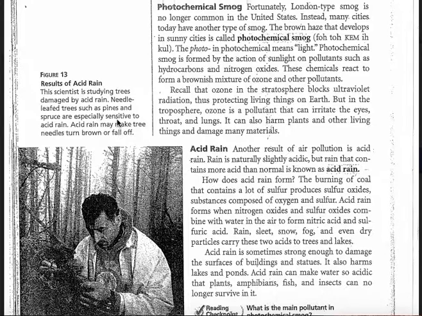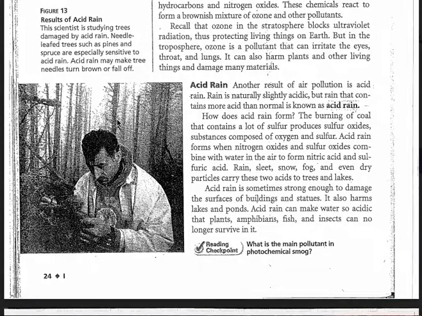Acid rain. Another result of air pollution is acid rain. Rain is naturally slightly acidic, but rain that contains more acid than normal is known as acid rain. How does acid rain form? The burning of coal that contains a lot of sulfur produces sulfur oxides, substances composed of oxygen and sulfur. Acid rain forms when nitrogen oxides and sulfur oxides combine with water in the air to form nitric acid and sulfuric acid.